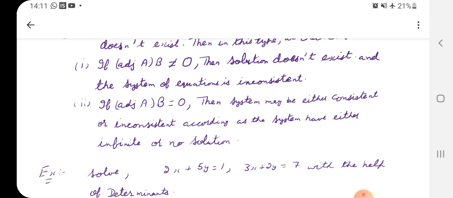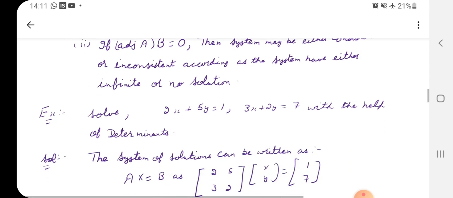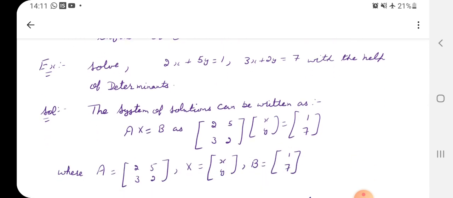So now let us try some examples based on this, how to find the solution of a system of equations with the help of determinants and matrices. The first example is: solve the system of equations given by 2x plus 5y equals 1 and 3x plus 2y equals 7 with the help of determinants.